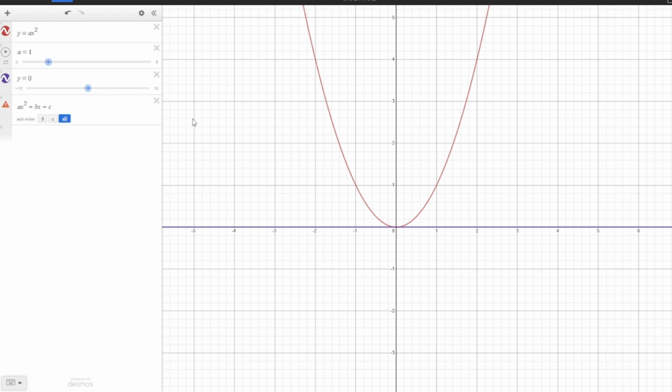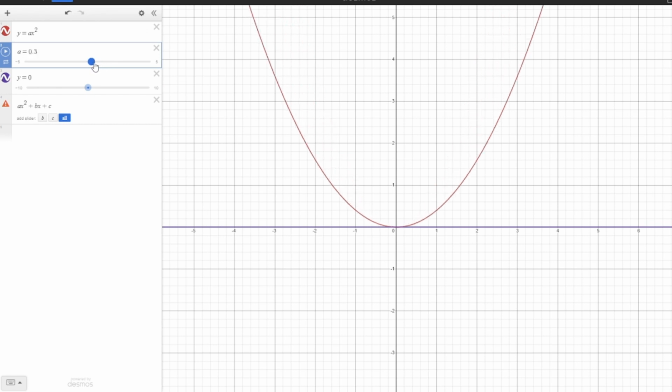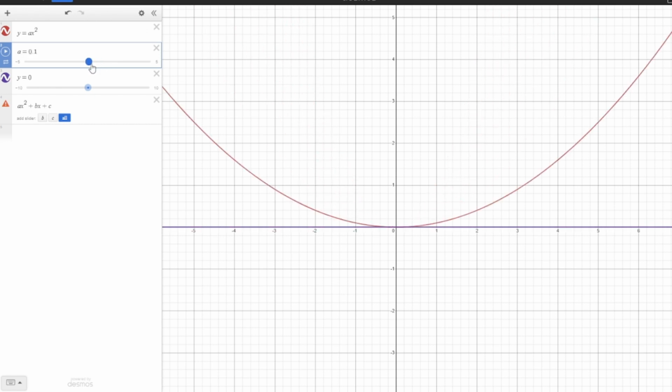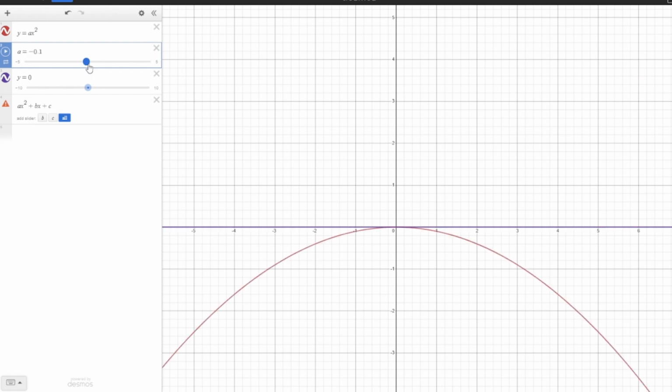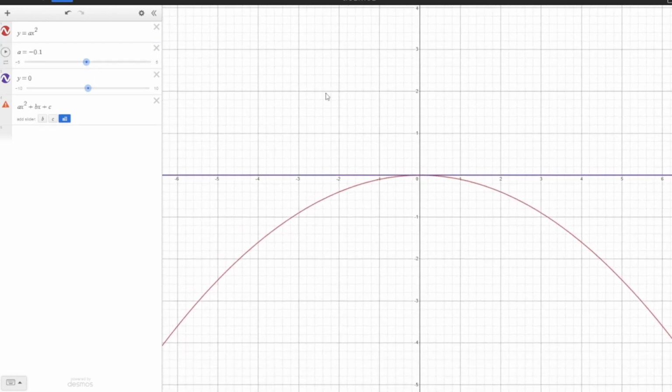And then let's change our domain for this again. We're at 1 right now. Try to notice that as a is equal to a positive number, in this case positive 1, it opens up. Right now it's still positive, and when it's at 0, it's a flat line. Now when we go negative, it curves downwards.